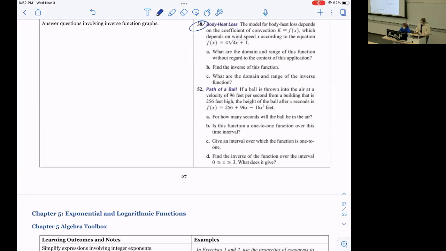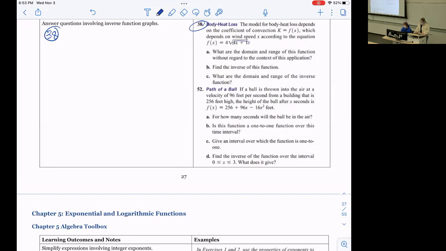So the model for body heat loss depends on the coefficient of convection K equals f of x, which depends on wind speed x. According to the equation, f of x equals 4 times the square root of 4x plus 1. What are the domain and range of this function without regard to the context of this application? Find the inverse of this function, and what are the domain and range of the inverse function? So what are the domain and range of this function?